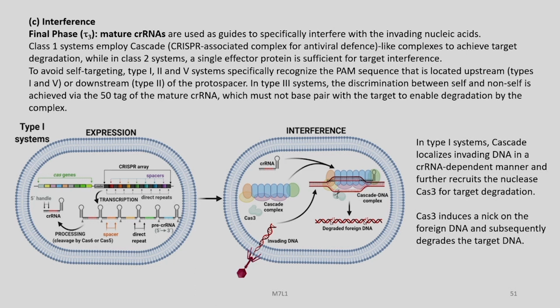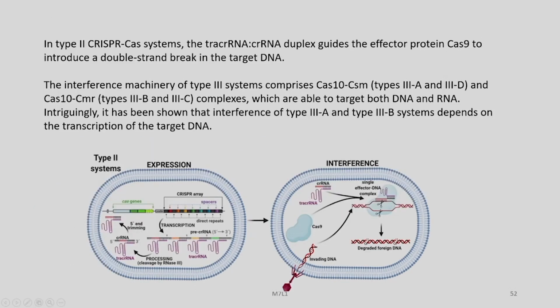In type 1 systems, Cascade localizes invading DNA in a CRISPR RNA dependent manner and further recruits the nuclease Cas3 for target degradation. Cas3 induces a nick on the foreign DNA and subsequently degrades the target DNA. In type 2 Cas systems, as you can see in this picture, the tracrRNA-crRNA duplex guides the effector protein Cas9 to introduce a double stranded break in the target DNA.